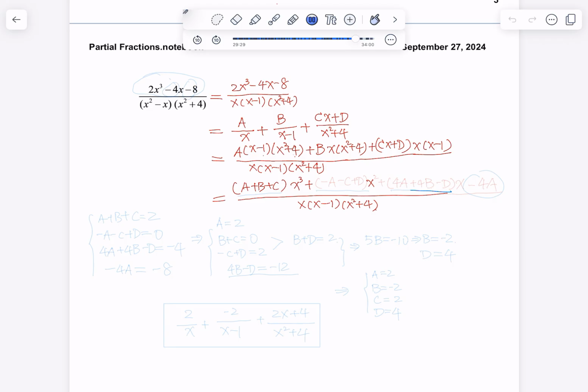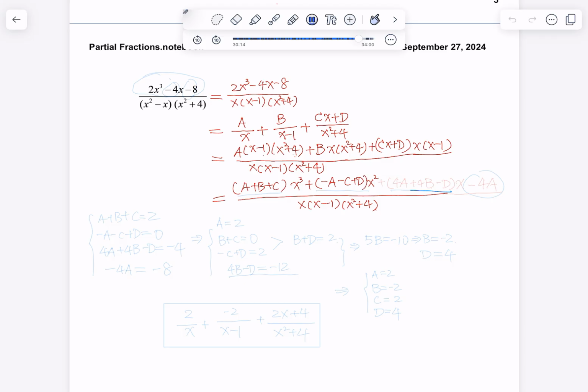Then next look at the quadratic term. You will have one quadratic here, that is minus A. You don't have any quadratic term contribution from this. You will have two quadratic terms from here. That is D times x squared, then minus C. You have minus A, minus C, plus D here.